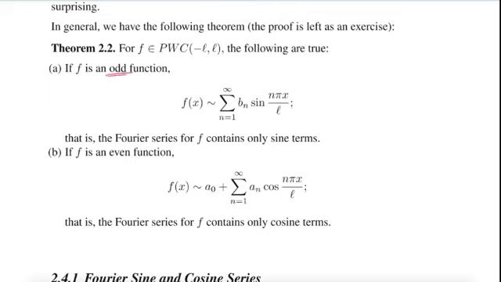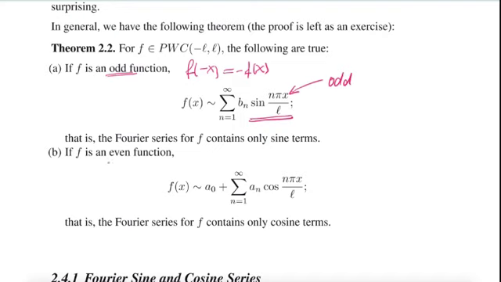If you have an odd function, you remember odd means f of minus x is minus f of x, so the minus sign gets out. Then you get a pure sine series, because a sine, of course, is also an odd function. So if you have an odd function, then the Fourier series will consist of odd functions too.